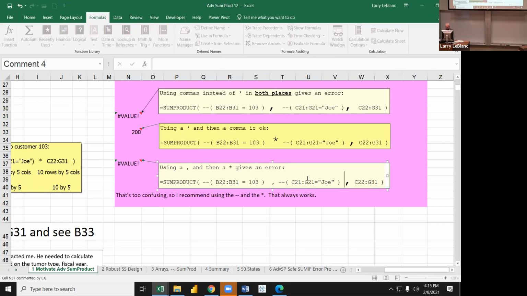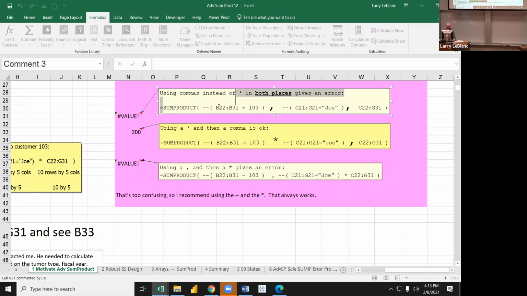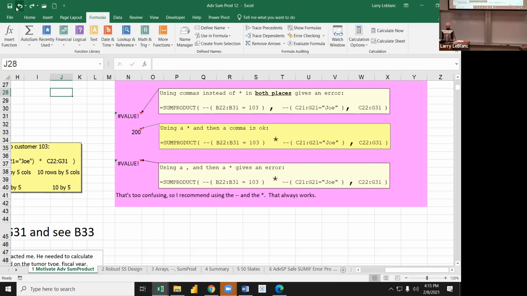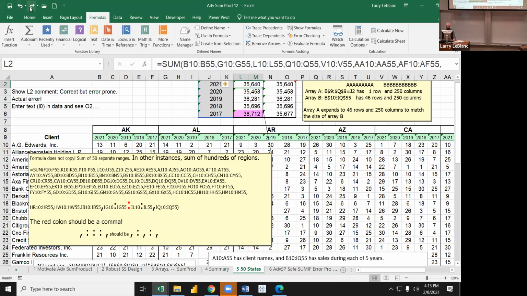You can't leave out the first one. I apologize for that. Using commas instead of stars in both places gives an error. Using a star and then a comma is okay. Using a comma and then a star, maybe I misread that. I'll correct it. It's so confusing that when I went to explain the confusion, I got confused. That's all I can say. I will work on it and send it to you before I go home tonight.